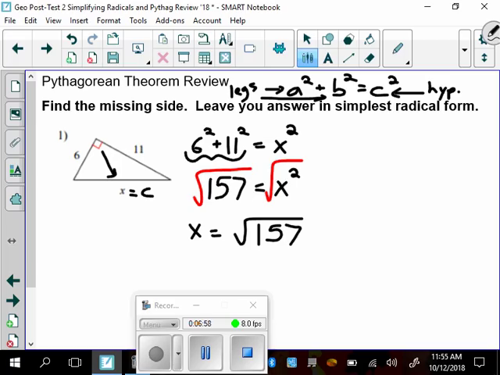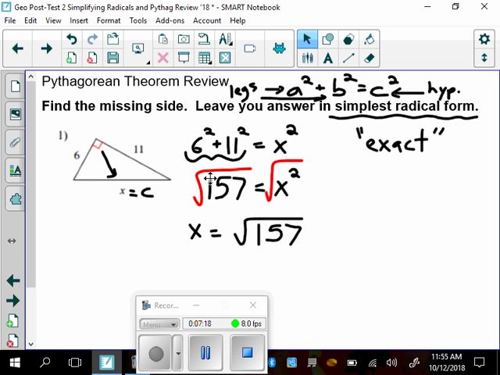Now, in the directions, it says simplest radical form, or it might say to find the exact answer. The only time we're going to type square root of 157 in our calculator is if they want us to round to the nearest 10th, 100th, 1000th, something like that. So 157 is a big number. I want to give you another idea of how we might factor that.